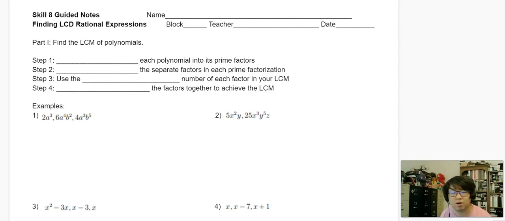Today we're talking about the LCD, or least common denominator, of rational expressions. But first, before we talk about that, we've got to talk a little bit about least common multiples, which will help us get those least common denominators.